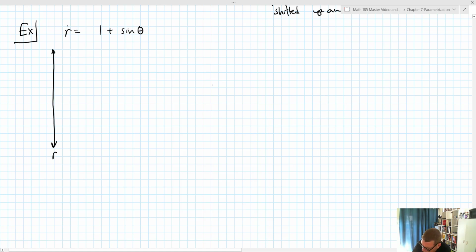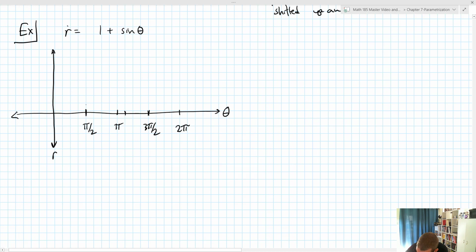I'm going to have r here, and then I'm going to have theta as being like my x-axis, my independent variable. And it's sine theta, so I'll have my pi over 2, my pi, my 3 pi over 2, my 2 pi. And there's my full period. Because it's sine, and it's going to be shifted up 1. So we're going to go 1 to 2. So we're going to shift up 1.